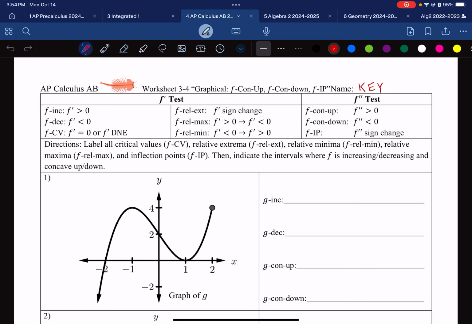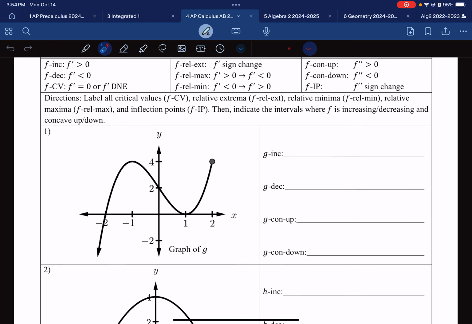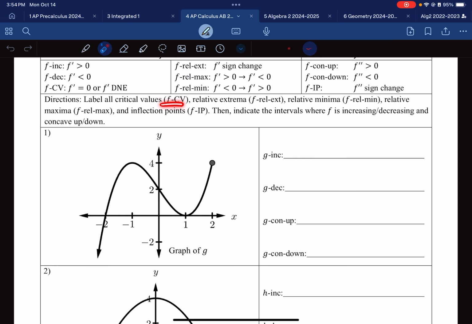This is AP Calculus AB Worksheet 3-4, Graphical Analysis for f concave up, f concave down, and f inflection point. So we have now 9 things in our sheet, definitions that we should be ready to use at all times. Let's go ahead and read our directions. We're supposed to label critical values, f relative extremum, f relative minimum, f relative maximum, f inflection points, and we're going to do all of this stuff as well.